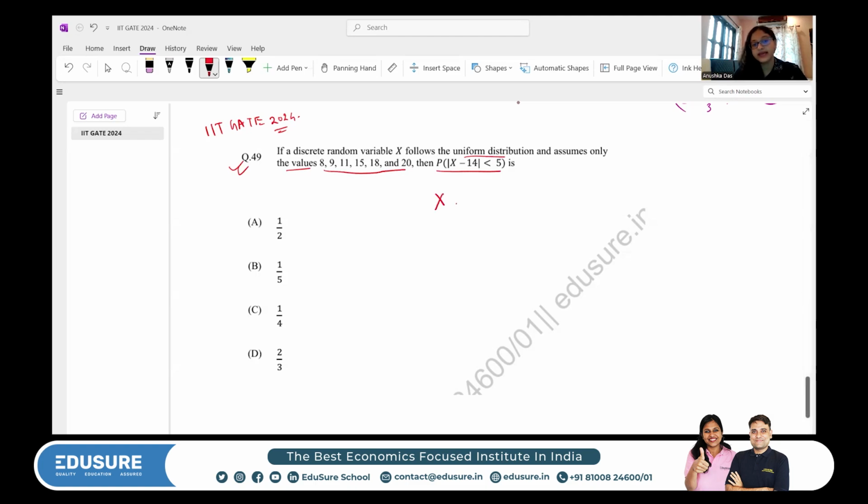So it is given to us that x follows uniform distribution and it assumes the values 8, 9, 11, 15, 18, and 20. So only the 6 values. So what will be the PMF of x? That is probability mass function. Since it is a discrete random variable, we will call it probability mass function, right? So x takes these values 8, 9, 11. Let me not write it.